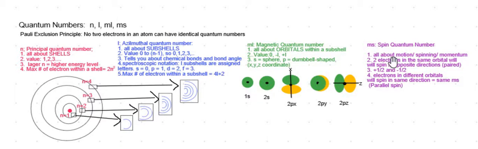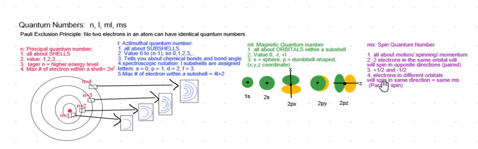Now the next quantum number is ms. Ms is just the spin quantum number, and it's all about motion and spinning, because when electrons move around the nucleus, they have a momentum. And so when you have 2 electrons, for example, in the same orbital, since they repel each other, they will spin in the opposite direction. And so they will be paired, right? They're spinning in the opposite direction, and so they have different ms values. One of them will be plus half, and the other one would be negative half.